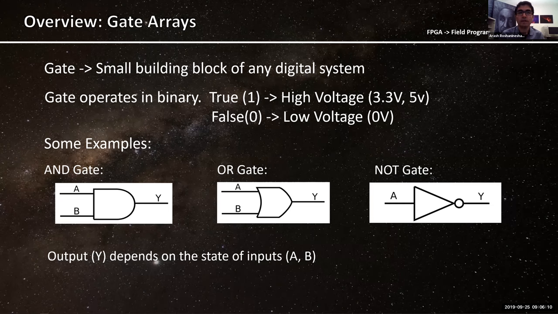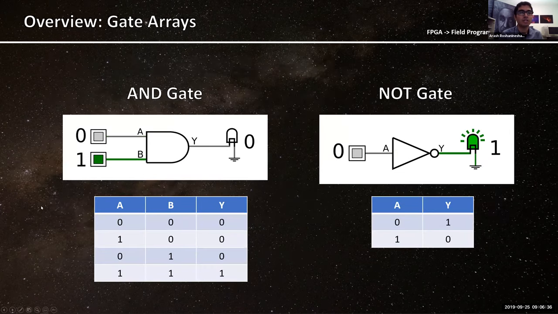Their input and output values can only be zero or one, zero or false, one or true. Zero corresponds to voltages close to 0 volts, and high voltages like 5 volts or 3.3 volts are considered one. The state of the output Y depends on the state of the inputs. In the next slide, I have put an example animation of two gates, AND and NOT. On the left side, we have the AND gate. So as we can see, let me bring a pen.